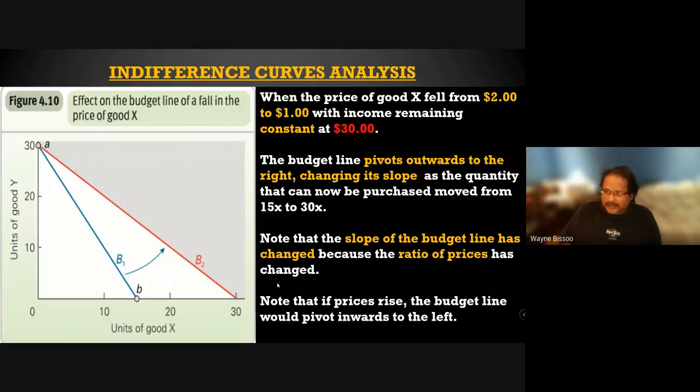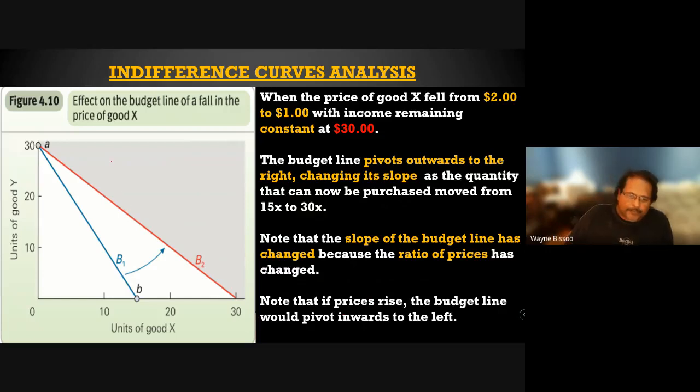All right, so let's look at this. Let's look at the first change here. When the price of good X fell from $2 to $1 with income remaining at 30, what happens to the budget line? The budget line pivots outwards to the right, changing its slope as the quantity that can now be purchased moved from 15X to 30X. Note that the slope of the budget line has changed because the ratio of prices has changed. Note if prices rise, the budget line would pivot inwards.